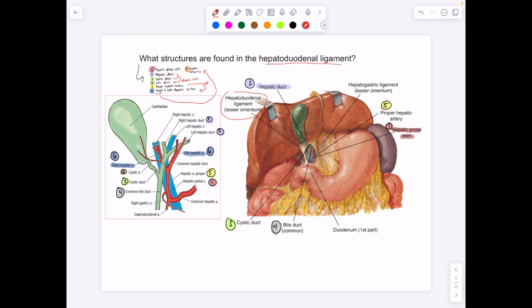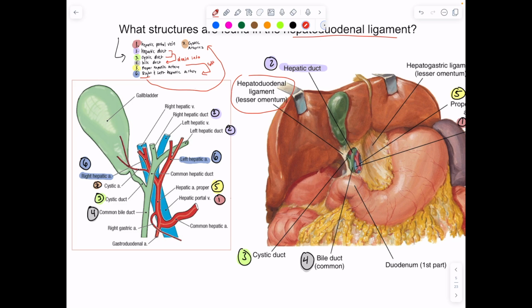Starting with the hepatic portal vein, we have it right here, and you can see that it branches into the left and right branches going into the liver. Then we have the hepatic duct, which you can see right here, our left and right hepatic ducts coming in and forming our common hepatic duct, which drains into our common bile duct with the cystic duct. So the left and right hepatic ducts with the cystic duct will drain into the common bile duct, which you see right here.